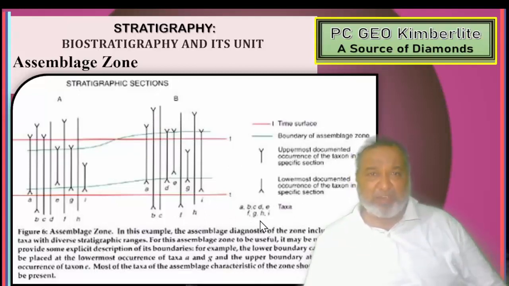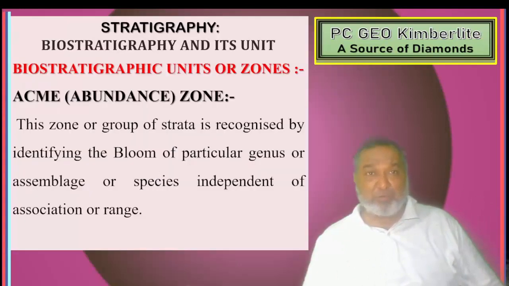And A, B, C, D, E, F, G, H, I are the taxa. So they have been given. So if you have to study the detailed assemblage zone, you have to make this out for those who are going for research work. It is useful. Next one is acme or abundance zone.